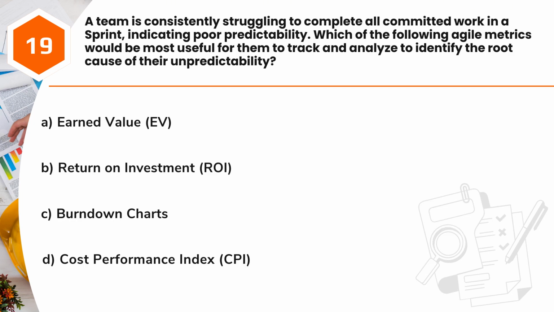Question 19. A team is consistently struggling to complete all committed work in a sprint, indicating poor predictability. Which of the following Agile metrics would be most useful for them to track and analyze to identify the root cause of their unpredictability? A. Earned value, EV. B. Return on investment, ROI. C. Burn down charts. D. Cost performance index, CPI.